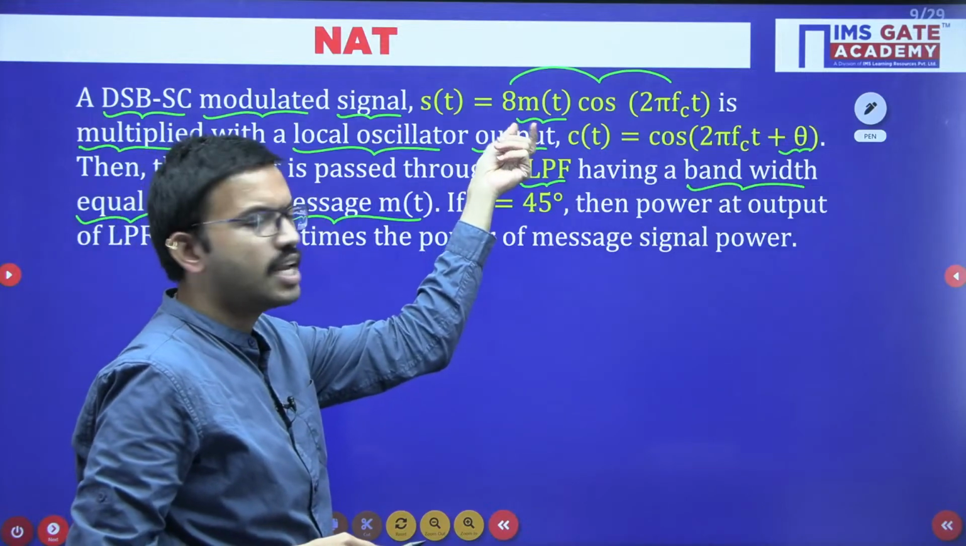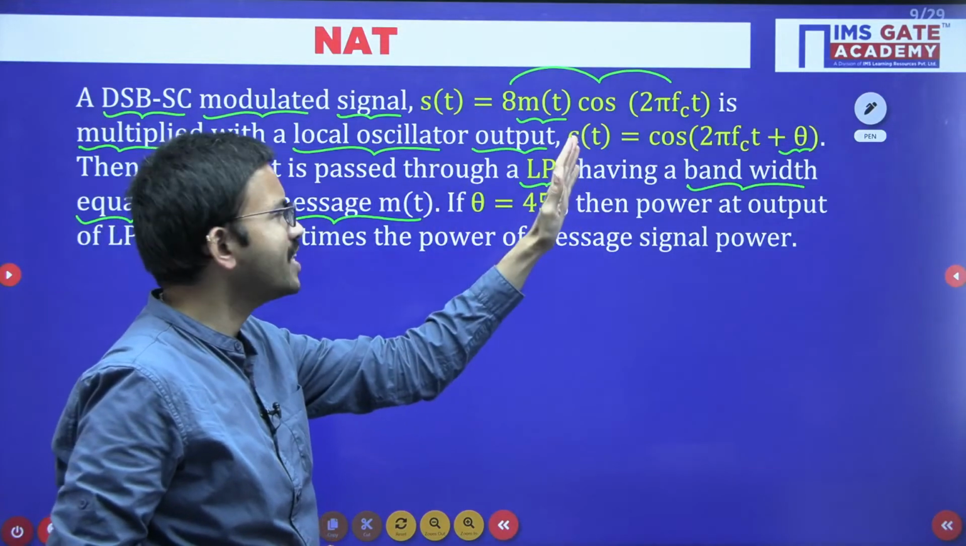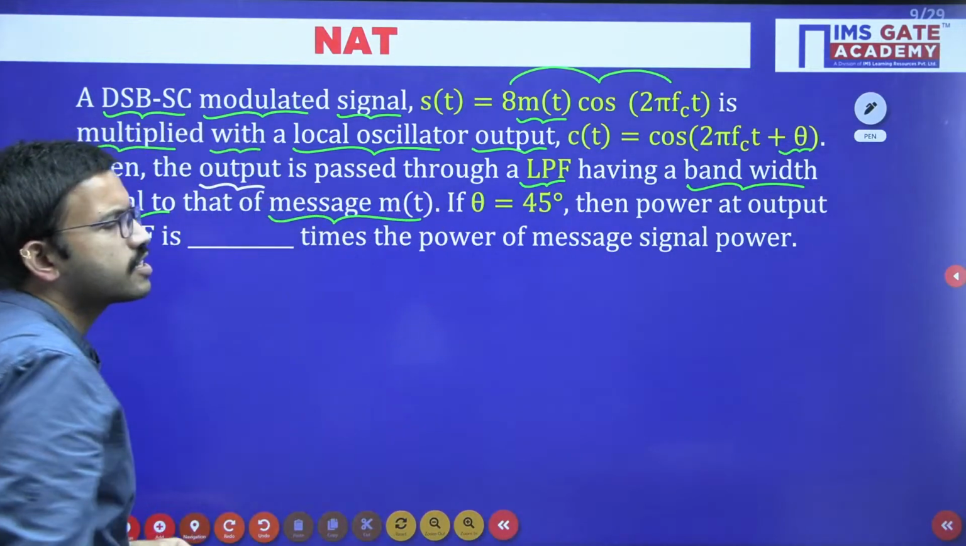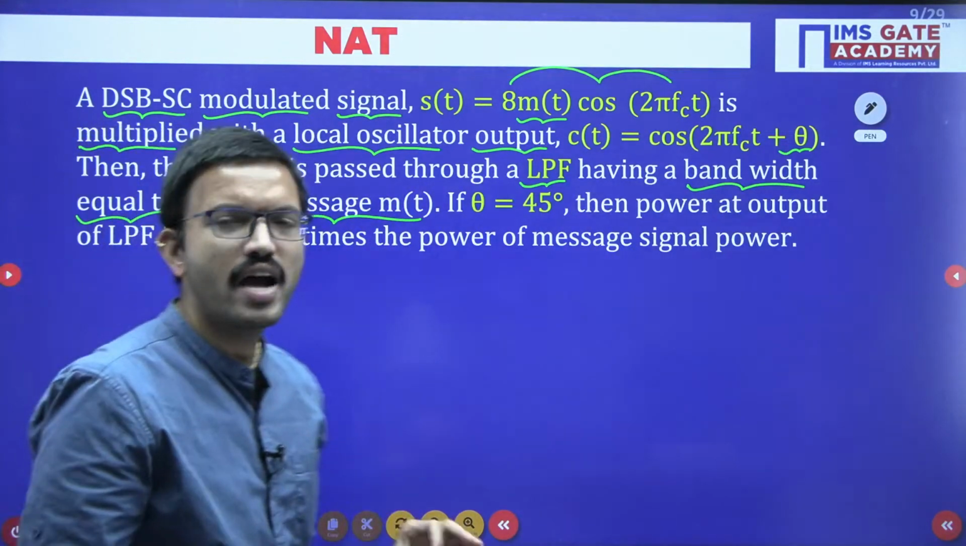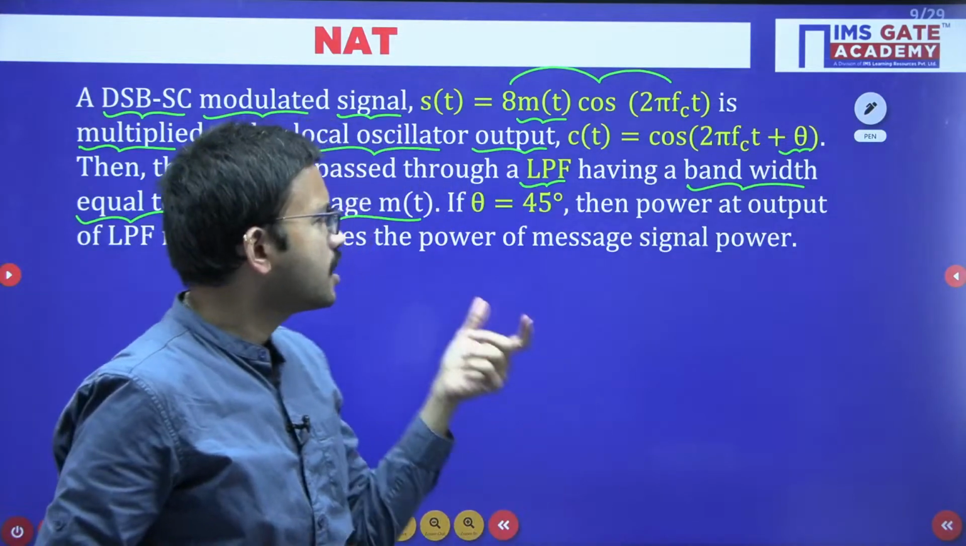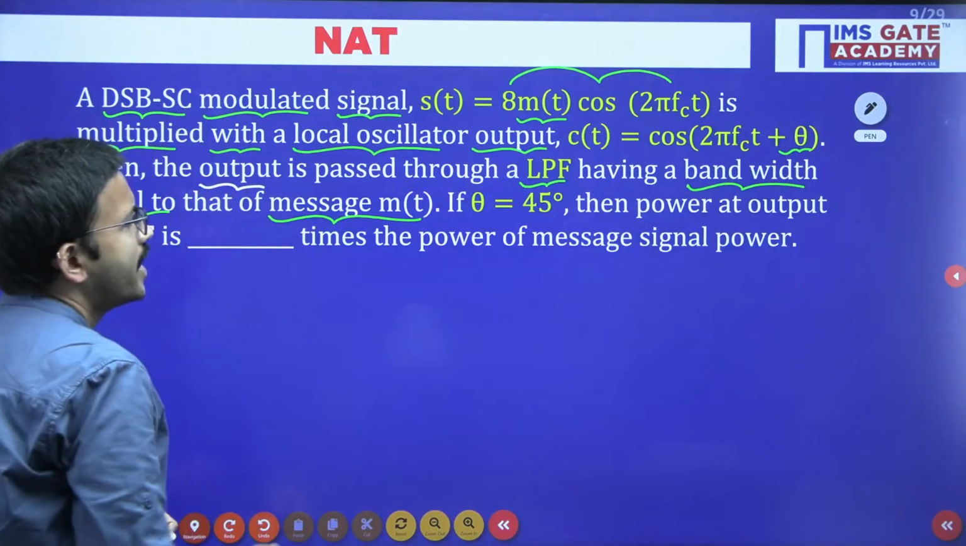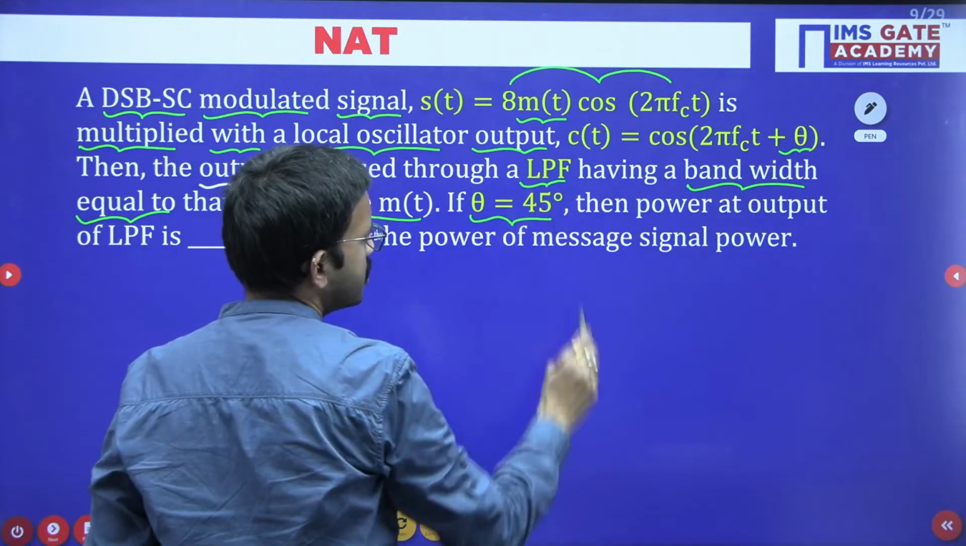whatever the message signal modulating frequency you are going to get, FM, the same FM is nothing but the low pass filter cutoff frequency. Both are the same. Whenever you have a baseband signal, the bandwidth and the highest frequency are both the same, right? And in this question, theta is given as 45 degrees.